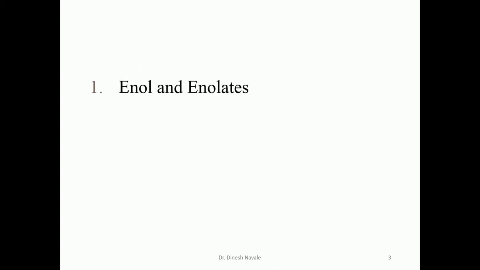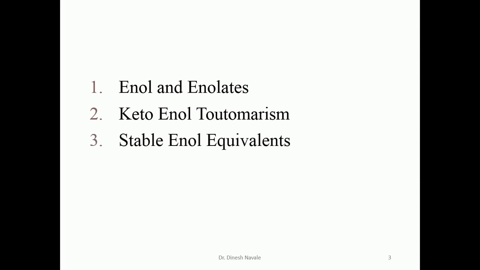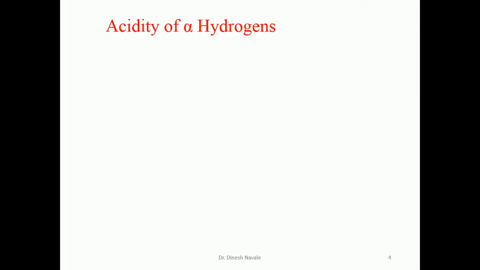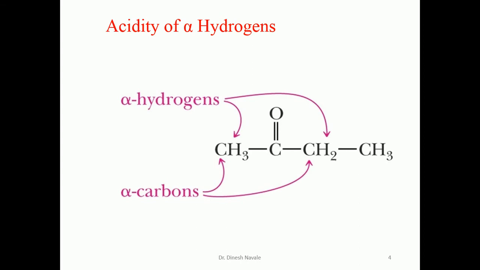In this we are going to see the different terminologies like enol, enolate, what is keto-enol tautomerism, and what are the stable enol equivalents. So now, for any carbonyl compound, we are going to discuss the acidity of alpha hydrogen atoms.